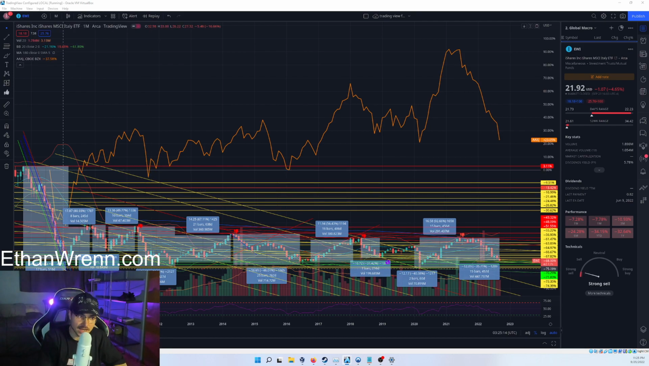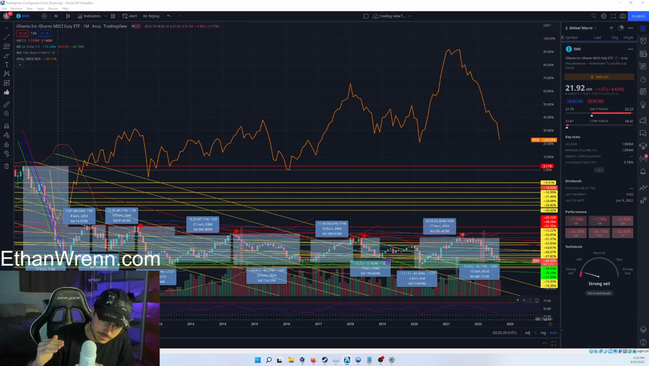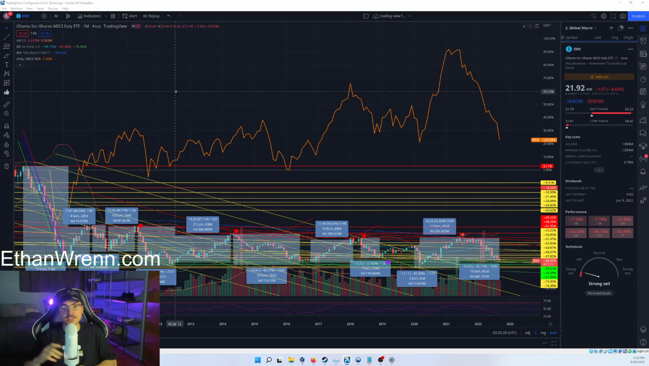In 2009, the RSI was super oversold on EWI, towards the bottom end, towards that 30 mark. What happened after that? EWI proceeded to run 80%. And guess what also ran? Asia. These are completely different sides of the world, guys.